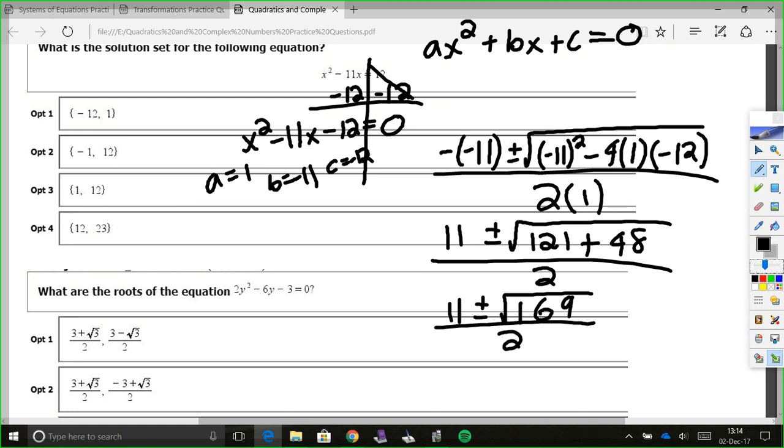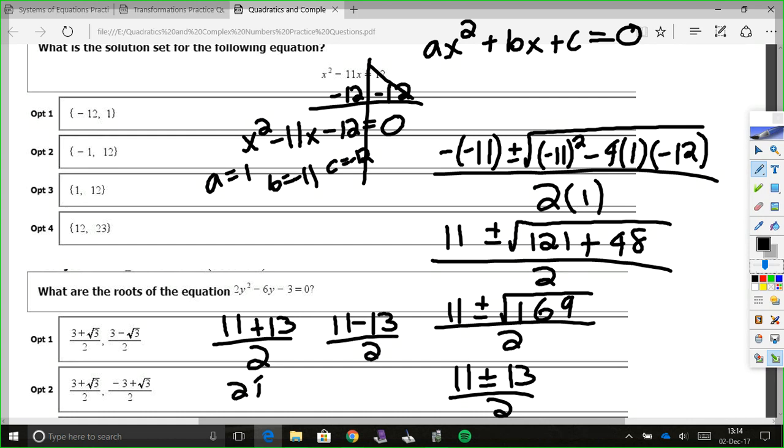Alright, and then of course it's over 2. Now the square root of 169 actually is a perfect square. The square root of 169 is 13. So this is 11 plus minus 13 over 2. So again, you have two equations. You've got 11 plus 13 over 2. You've got 11 minus 13 over 2. 11 plus 13 is 24, and 24 divided by 2 is 12. And then 11 minus 13 is negative 2 over 2, which is going to be negative 1. So our answers are 12 and negative 1. So option 2, yeah.